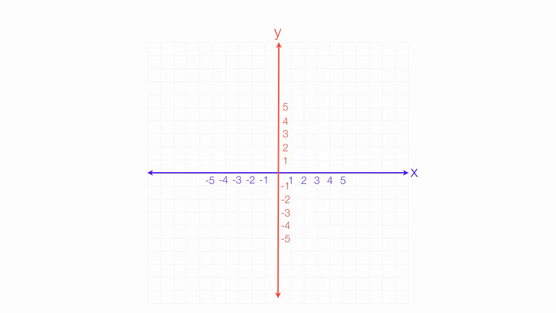Now imagine a point 3, 2, and you wanted to plot it. We read the x's first, then the y's. So we'd go 1, 2, 3 to the right, and up 1, 2. And we would label that 3, 2. That would be the point right there.